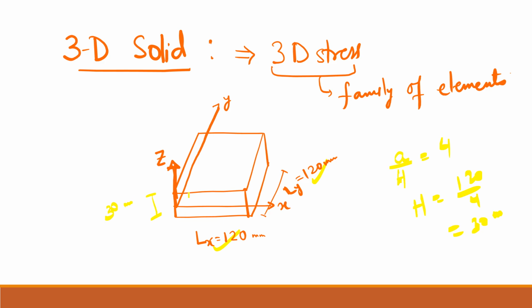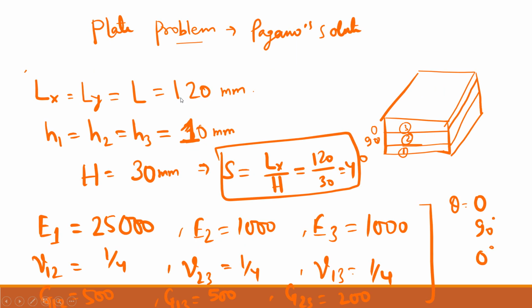If we take a 3-layer element, then each layer is h1, h2, h3. So we keep the length along x and along y as 120 mm, and each thickness is 10 mm. Each lamina is shown as 0, 90, 0, so 0 degree, 90 degree, and 0 degree again. The material properties are given here: E1, E2, E3, nu12, nu23, nu13, and G12, G13, and G23. Now we will start modeling.